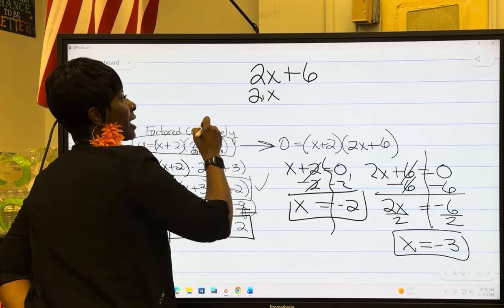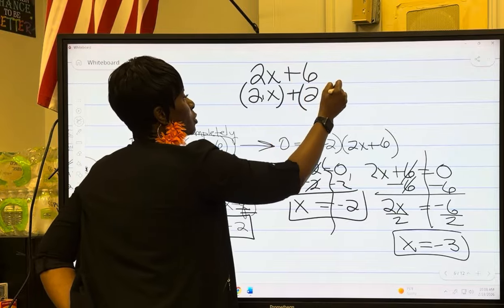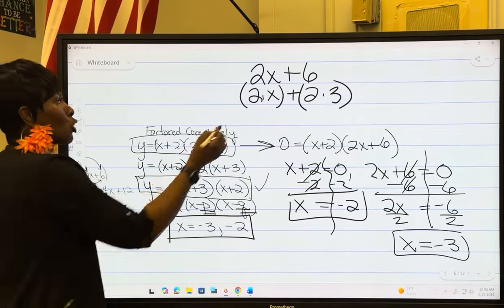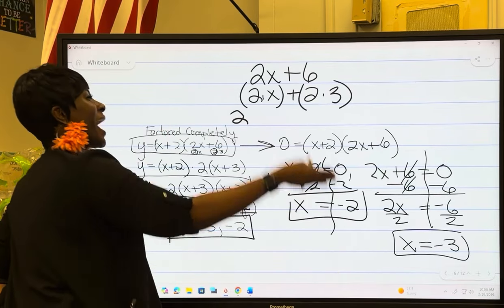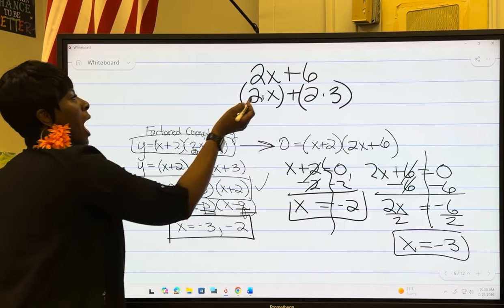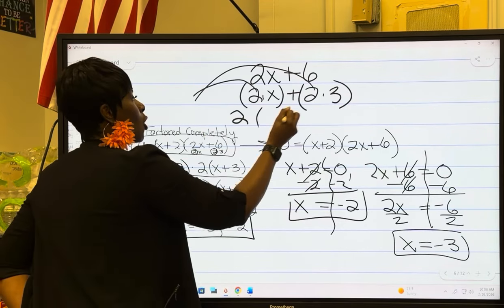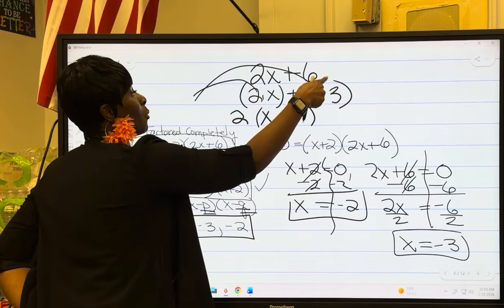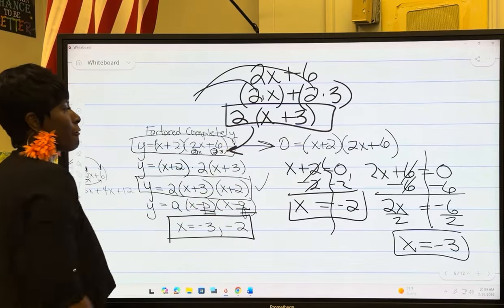This is 2 times x. This is 2 times 3. Aren't there common factors in both of these? What's their common factor? 2. So guess what I'm going to do? I'm going to pull the 2 out. You know how we distribute things in? Then I'm going to factor it out. If distributing means multiplication, then factoring means division. So I'm going to divide this and this out. That gives me a 2 out front. Once that 2 is out front, what is left? X, and then what? 3. What kind of 3? Positive 3. So this is that piece factored.